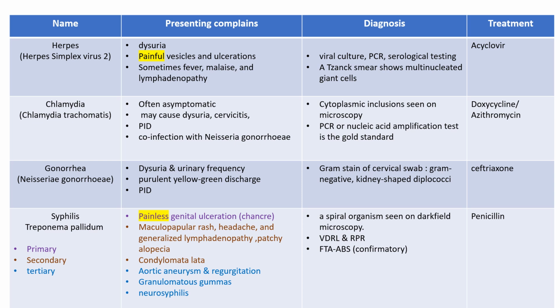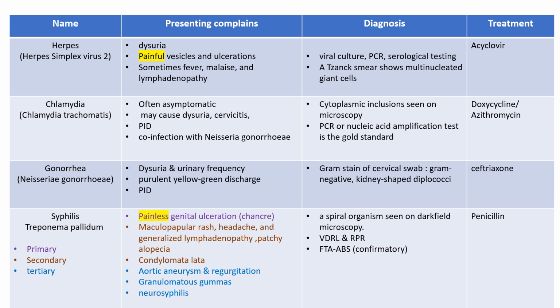And in the secondary phase, the patients will have a maculopapular rash, which usually involves the palms and the soles, and they can have condylomata lata, which is a smooth, painless wart-like lesion on their genital area, and a patchy alopecia.